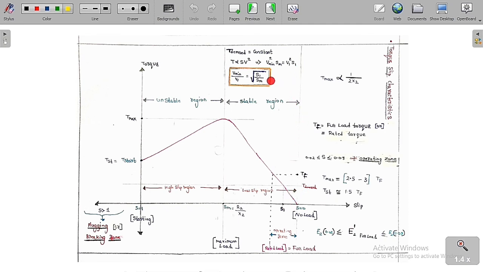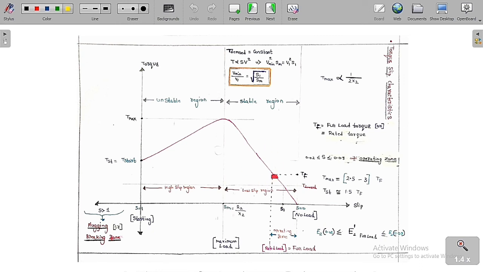Therefore if you do the ratio, V minimum by V1 is equal to under root of S1 by Sm. So this is a very important relation that you are going to get. For this load demand, if you draw a straight line in the stable region, we are going to get a certain point which is called the S1 slip. Corresponding to this speed, we get a slip called S1. In the stable region, the maximum slip we are going to get is R2 by X2 at the maximum torque. So this is the point that you always have to remember.